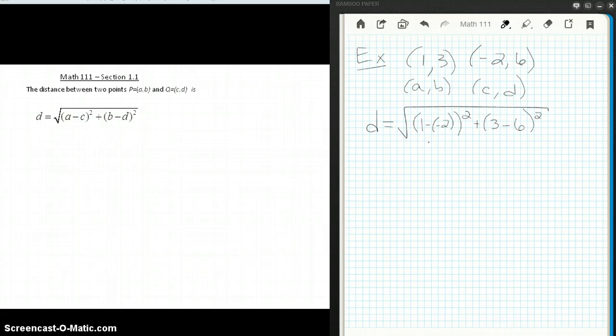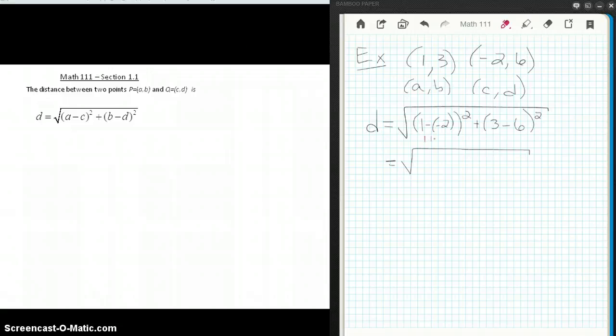Right? Notice that this is really what? The difference of the x coordinates, the difference of the y coordinates, right? You square those things, add them, and square root it. That's really what's going on here. So if you just think about difference of the x's, difference of the y's, you'll sort of remember what the formula looks like. So let's carry out the arithmetic here. 1 minus a -2 ends up being 1 plus 2, right?